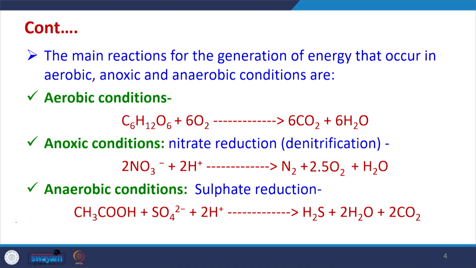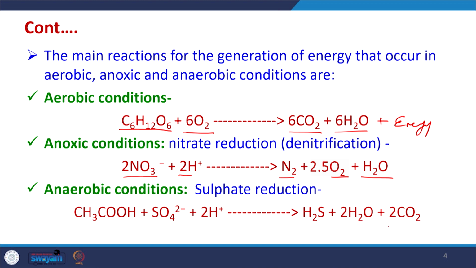So, under aerobic condition, if any molecule is present, like glucose, fructose, any of these molecules or any hydrocarbon molecule, that will be oxidized into CO2 and H2O, plus energy. So, we will be getting energy out of this system. Under anoxic condition, nitrate reduction or denitrification is one of the reactions. Here nitrate is getting reduced into nitrogen and oxygen and H2O. So, through this process we are getting energy.